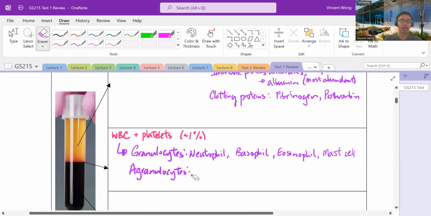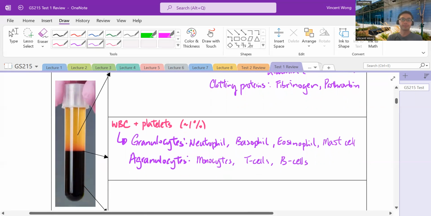On the other hand, we have the agranulocytes. So we have the monocytes. Right? We have some lymphocytes such as T cells, B cells. Okay, those are agranulocytes.